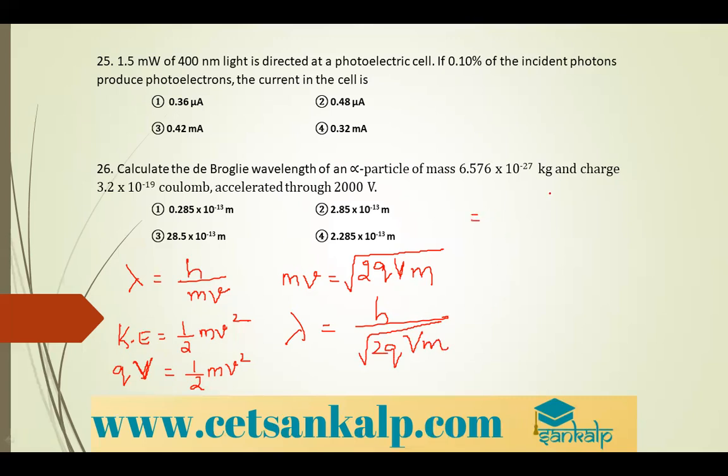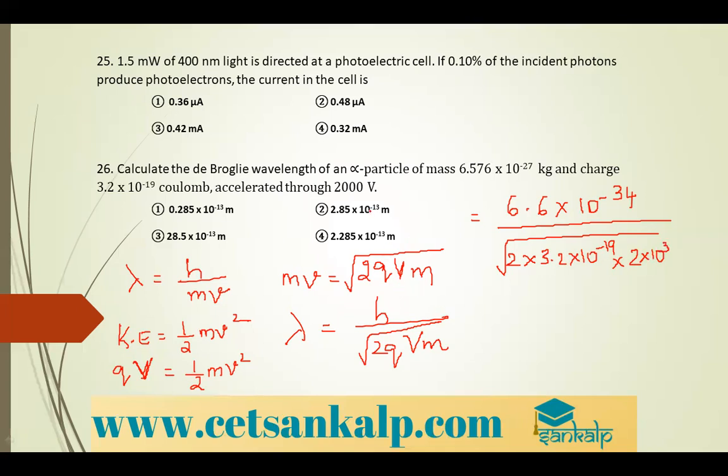So the values: h is 6.6 into 10 to the power minus 34, whole divided by square root of 2 into the charge of alpha particle, which they have given as 3.2 into 10 to the power minus 19, V is 2 into 10 to the power 3, because 2000 is given, into they have given the mass 6.576 into 10 to the power minus 27. All of that comes under the root.